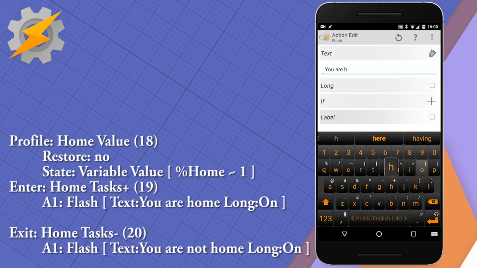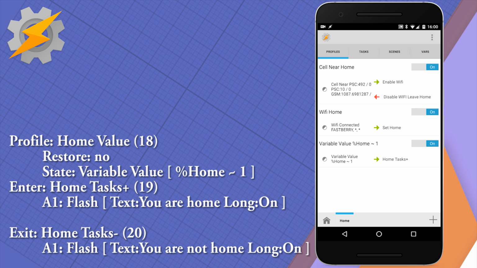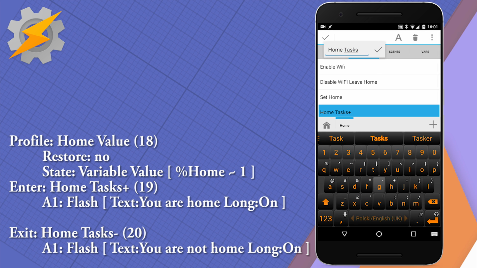For the sake of the tutorial, I'm just going to enable flash action, you are home and you are not home, for an entry and an exit task. This is where you're going to enter your custom actions, like, I don't know, go to silence mode or enable brightness conditions or whatever you want really.